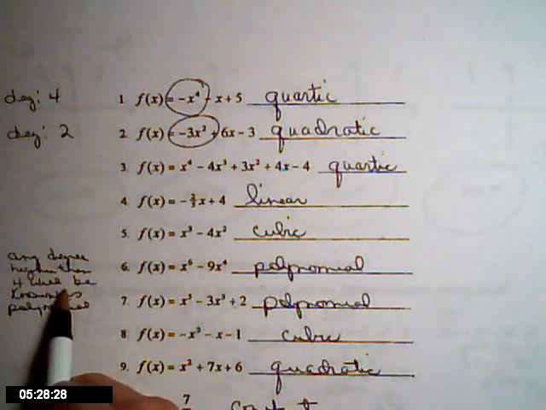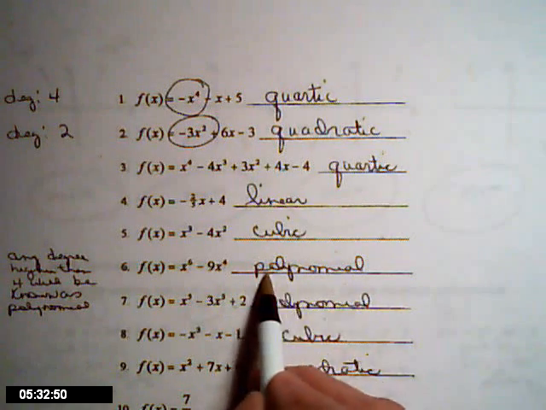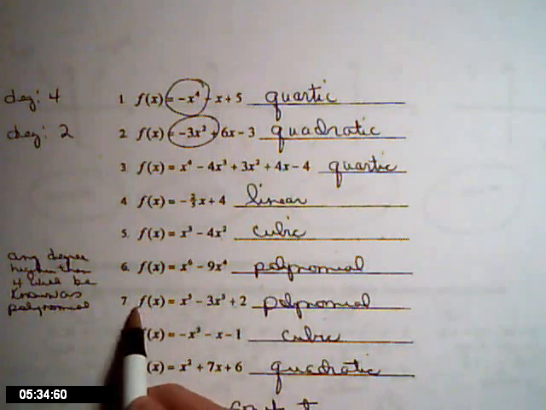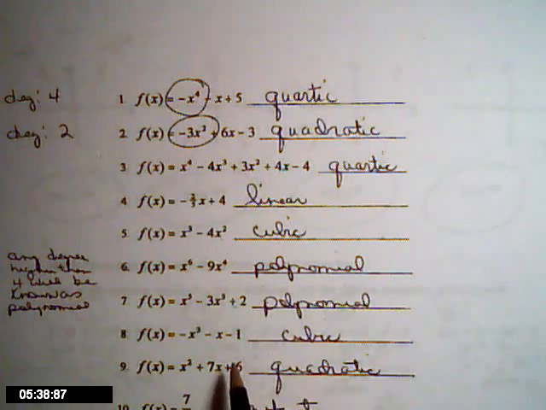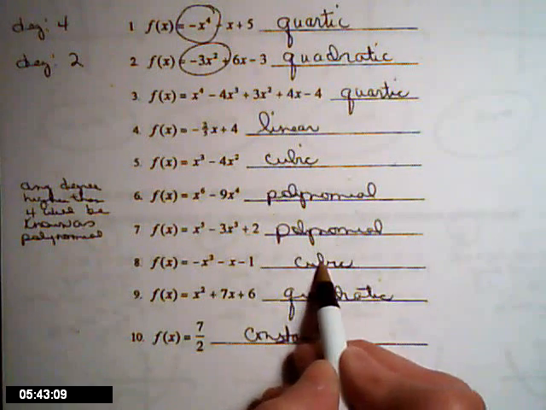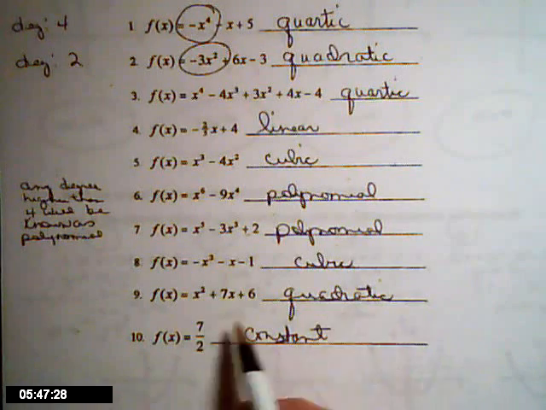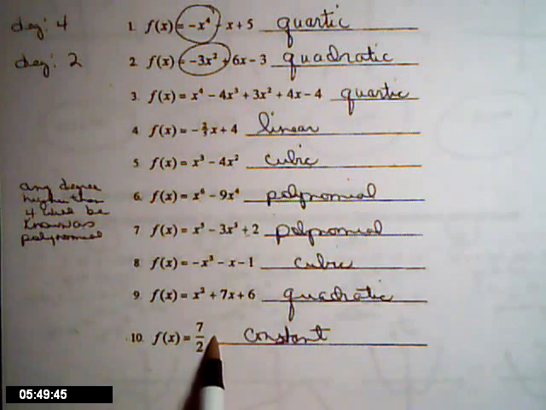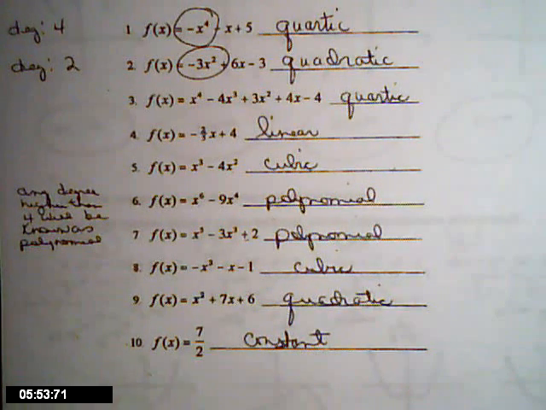Any degree higher than 4, remember, will be known as a polynomial. Poly means many. Polynomial. 7, x to the 5th, 5, polynomial. 8, negative x cubed, that's cubic. Number 9, x squared, that's quadratic. And number 10, we have no x at all. That would be known as a constant.